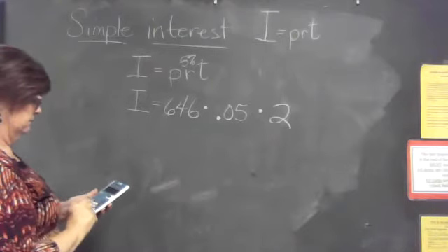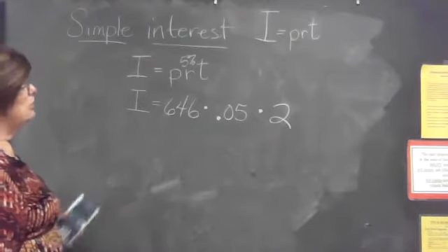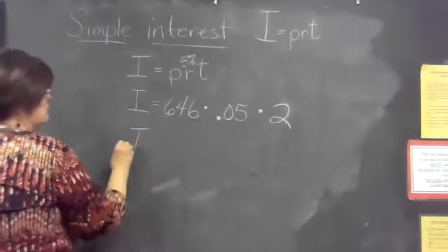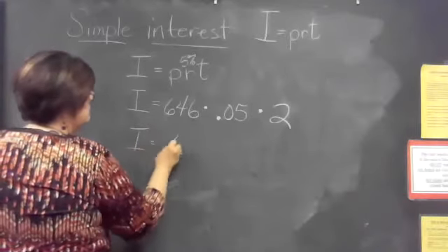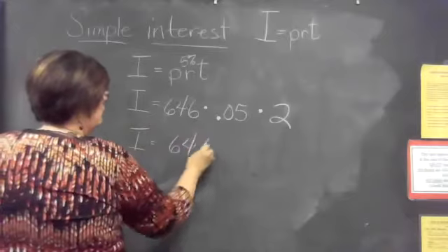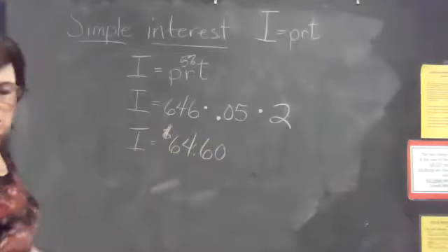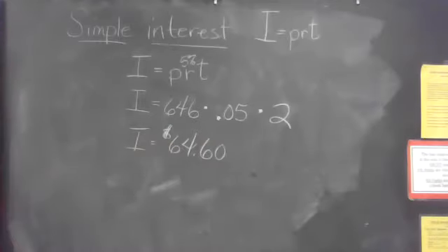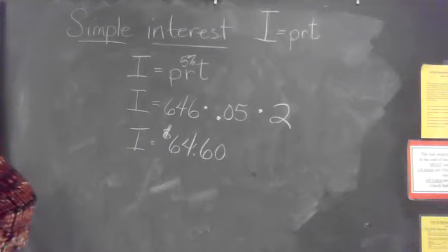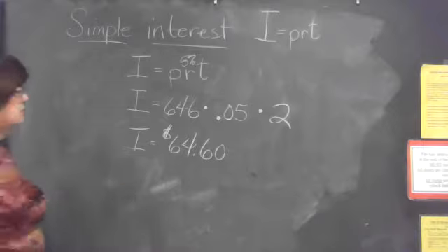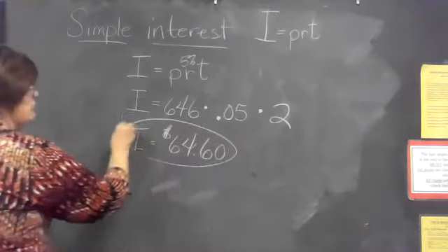$646. So interest is going to equal $64.60. Okay, now go back to your problem. Do they want to know how much will be in that account when the time's up? Or do they want to know just the interest? They just want to know the interest in this problem. So this would be your answer.